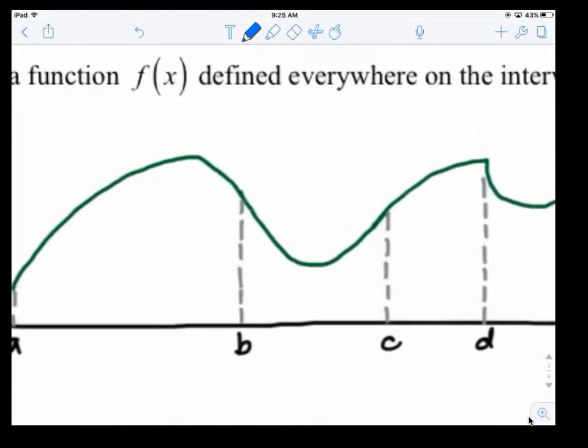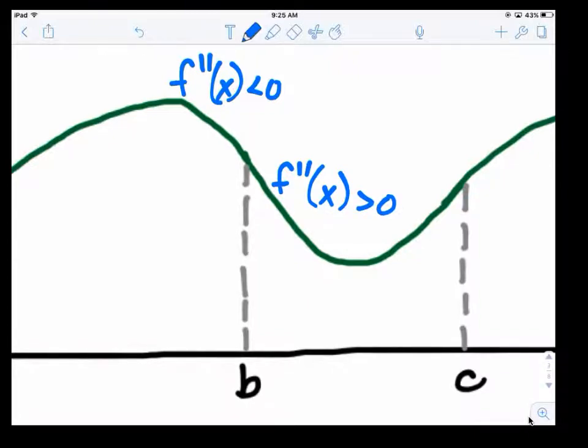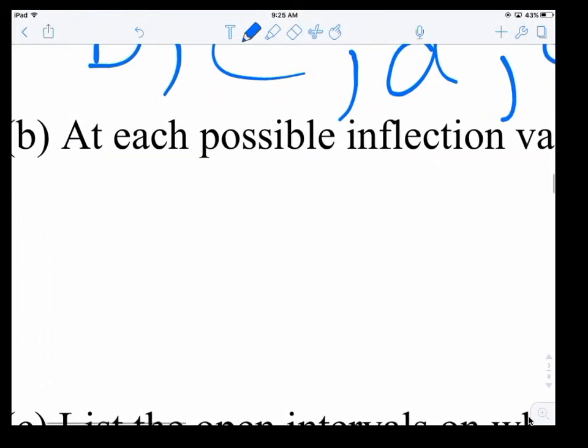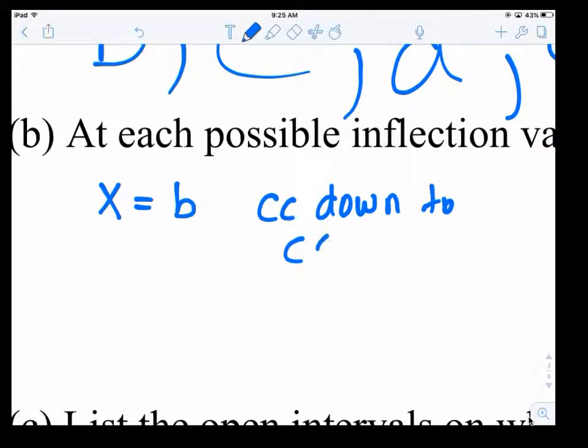So if I'm looking at B, to the left of B, I have the second derivative would be negative, right? And then the second derivative to the right would be positive, right? So since I get that sign change going from negative to positive, x equals B is an inflection value. So we get x equals B, concave down to concave up.